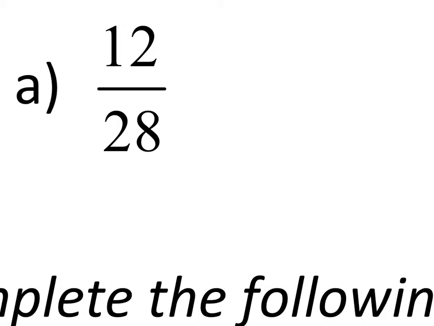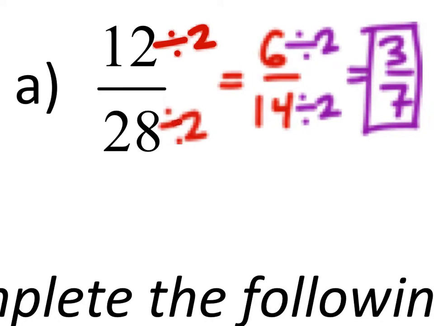Well, 12 and 28 are even at least, okay? So we know we should be able to divide both of these by 2. Now what this does is it gives us an equivalent fraction, but we're scaling the numbers down to smaller numbers. 12 divided by 2 is 6. 28 divided by 2 is 14.